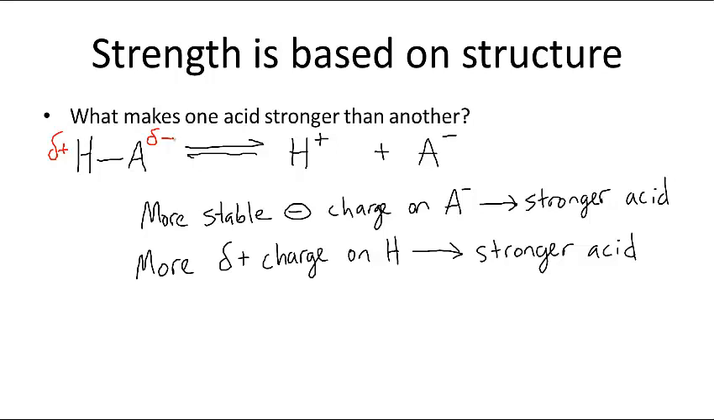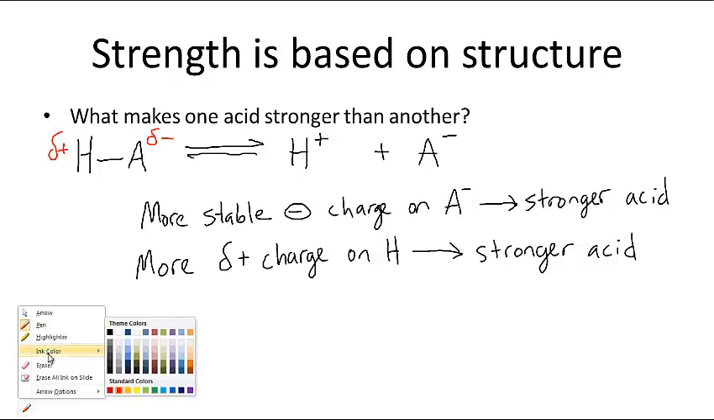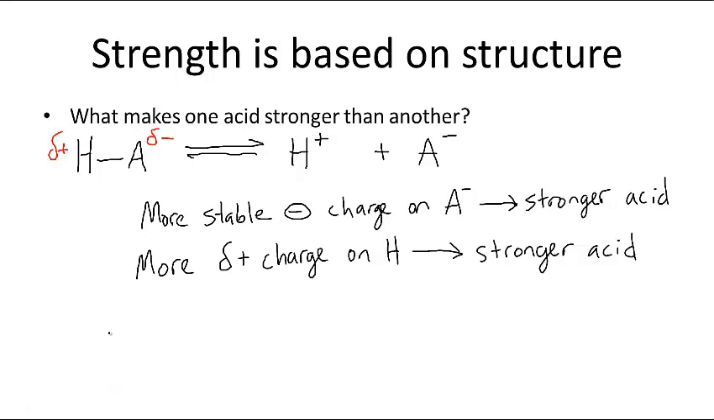And there's one other factor that you might not think of right away, but we need to break the HA bond, right? So having a weaker HA bond is going to be something that makes the acid more acidic.